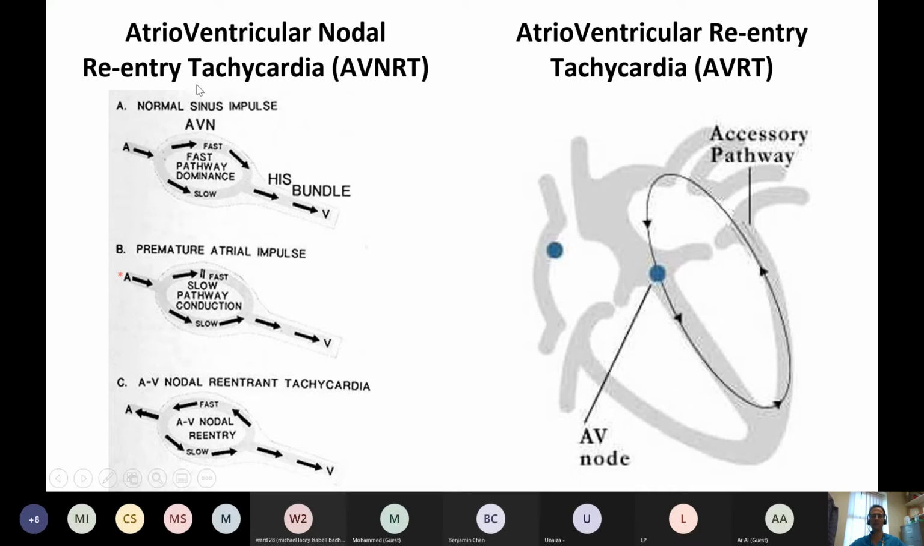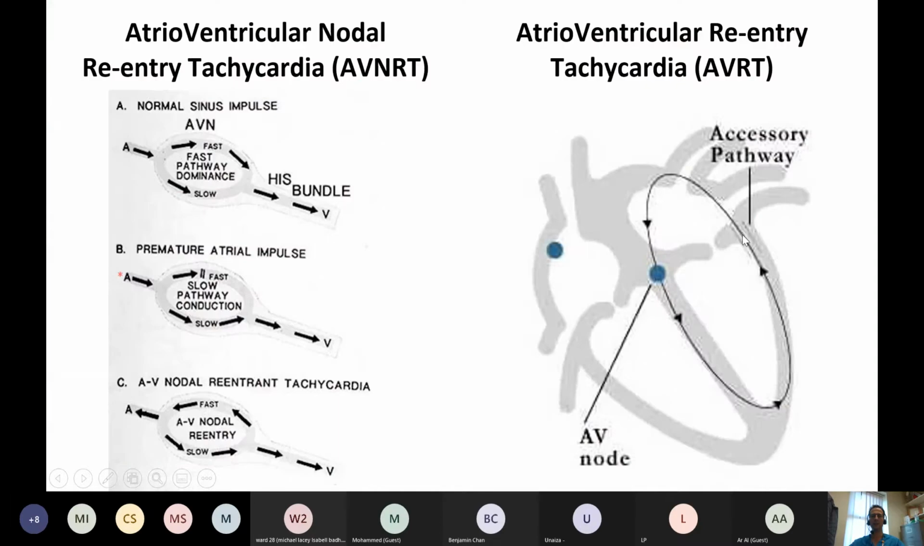So that's the difference between AVNRT, where it's all in the AV node and you have these two pathways in the AV node, or an AVRT, where you have an extra electrical wire between the atrium and the ventricle somewhere it shouldn't be. Either of these we can fix with an ablation, and they're generally very amenable to being fixed, but there is always a danger you have multiple pathways or you have one that's in a location that's very hard to get at, but about a 95% cure rate.